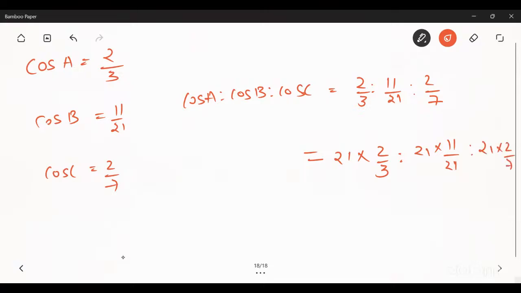So 7 3s are 21, 21 will be cancelled, 3 7s are 21. So 7 into 2 will become 14, ratio 11, ratio 6. So in that way, we have proved cos A : cos B : cos C as A : B : C. Okay.